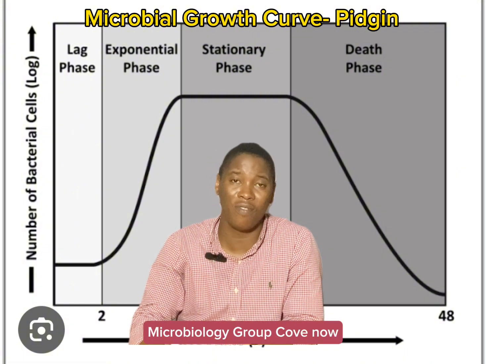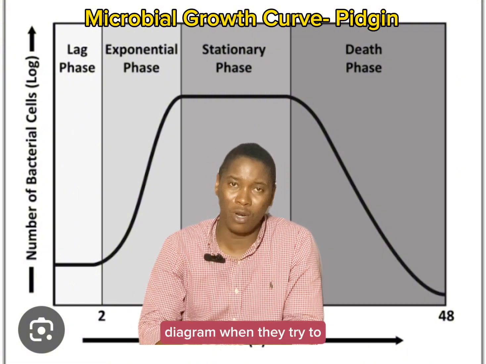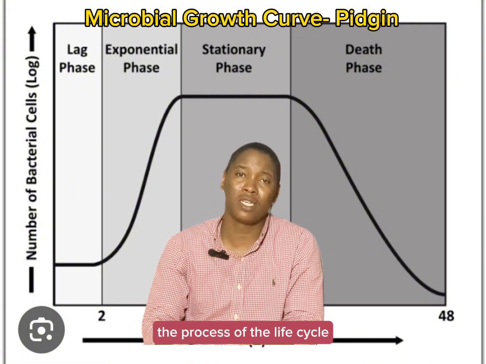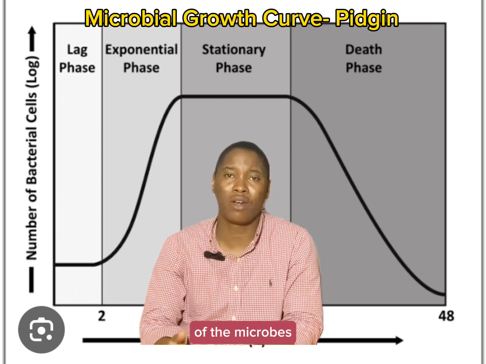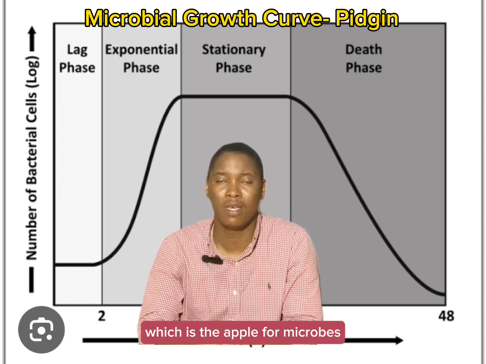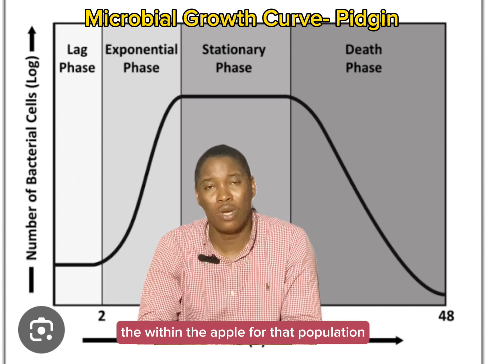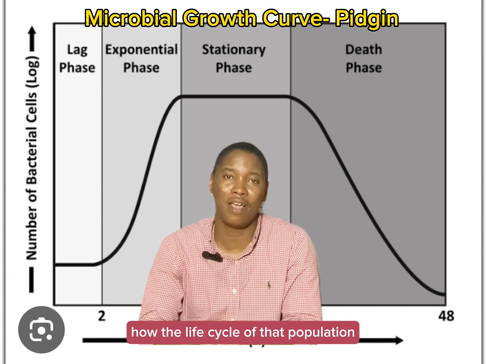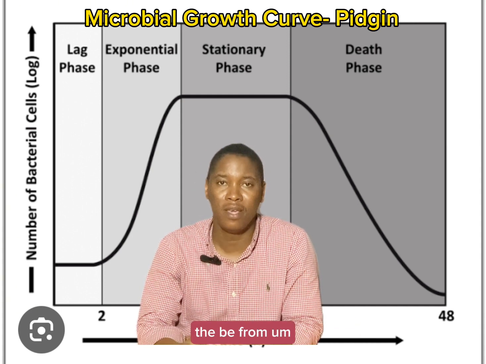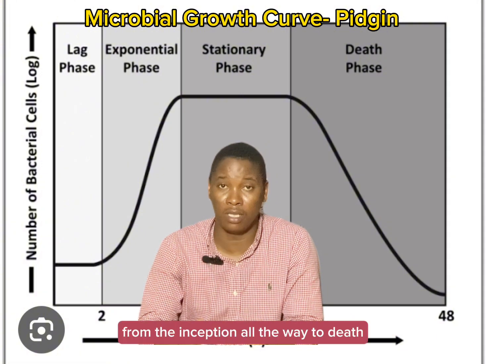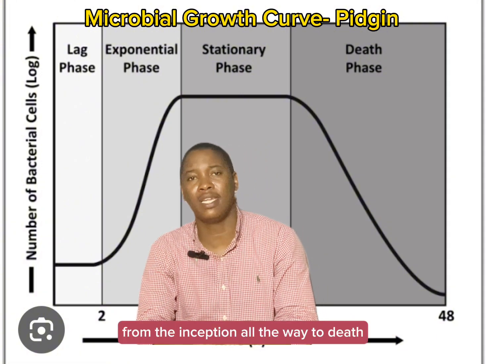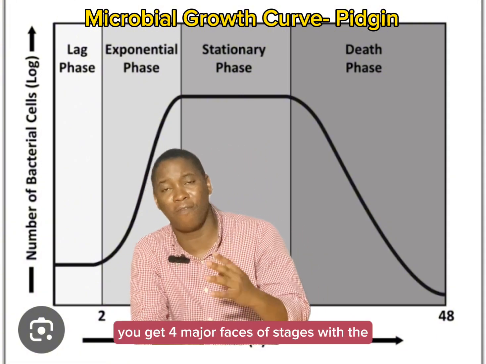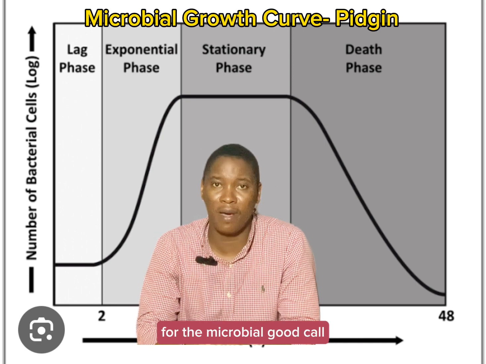The microbial growth curve is a diagram that tries to explain to us the life cycle of the microorganism, what happens in a microbial population, how the life cycle of that population goes from the inception all the way to death. Now, there are four major phases or stages on the microbial growth curve.